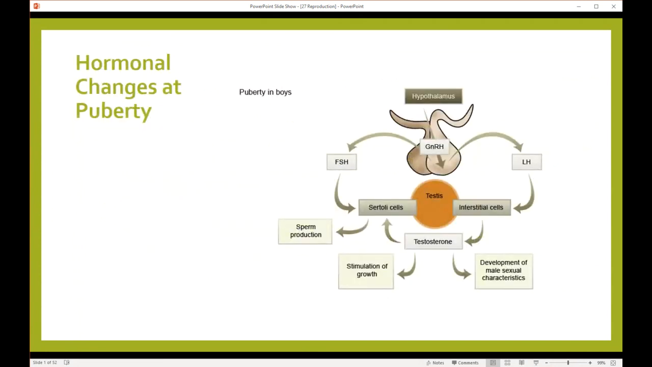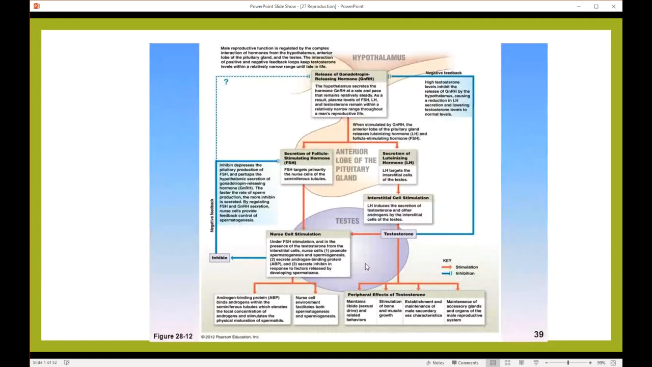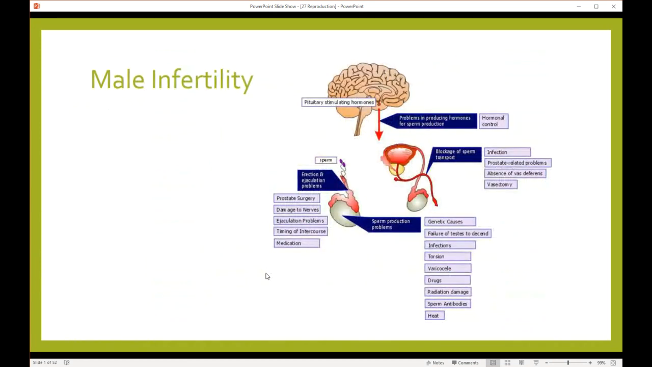These are some hormonal changes that you can see at puberty in boys, right? We've already sort of talked about this whole process of what's happening as far as the sperm production and the stimulation of growth and the development of male sex characteristics. We talked about this when we went through the endocrine system. I would encourage you to go over this chart, and you can see that the blue is inhibiting and the red is stimulating.